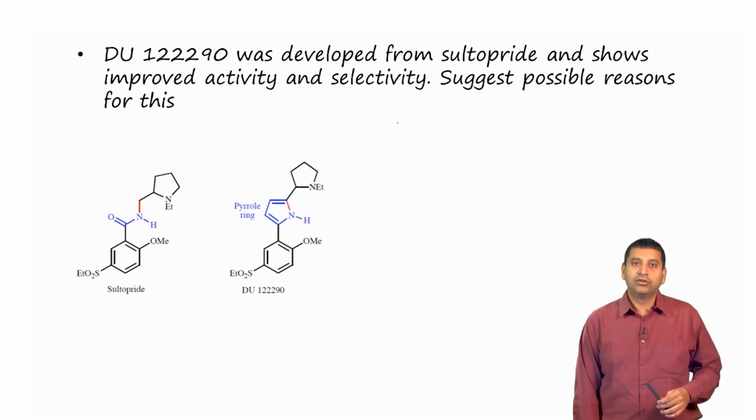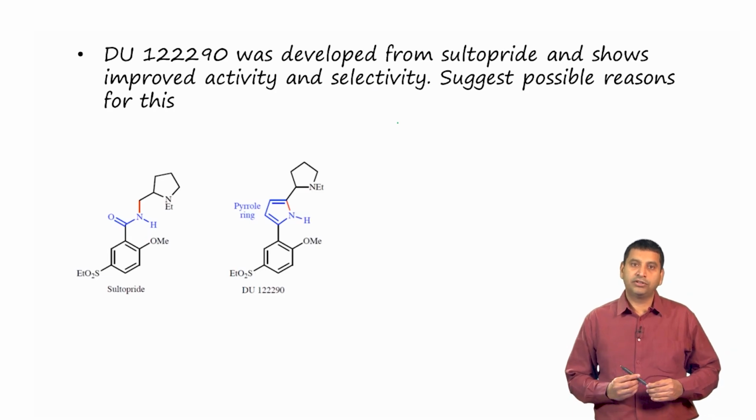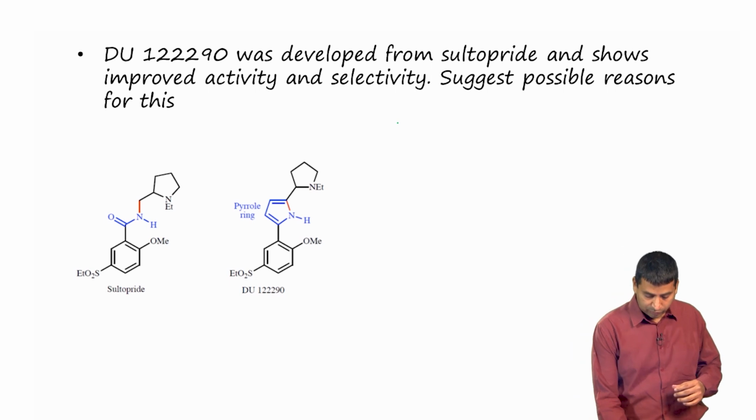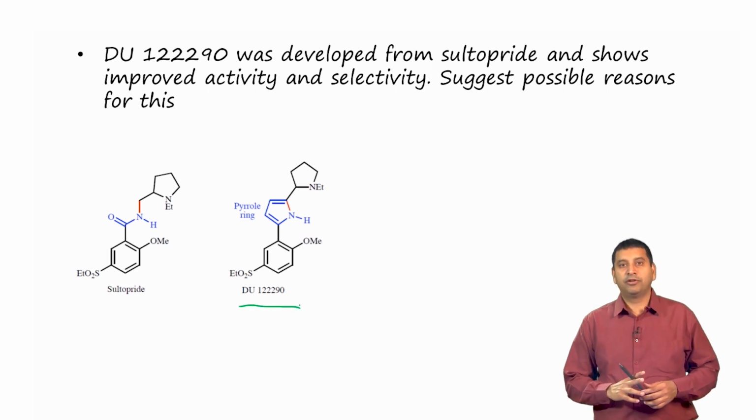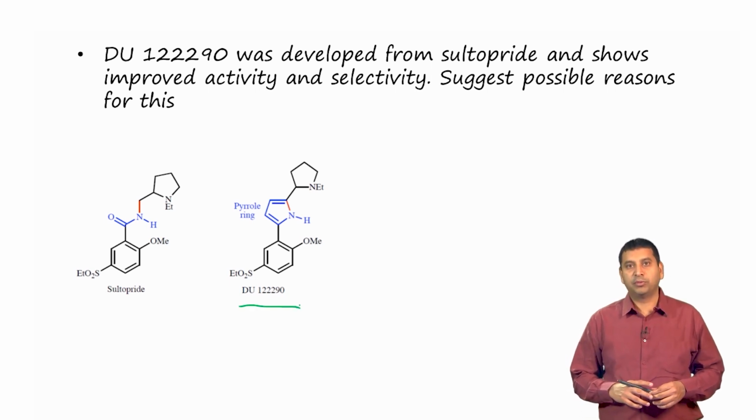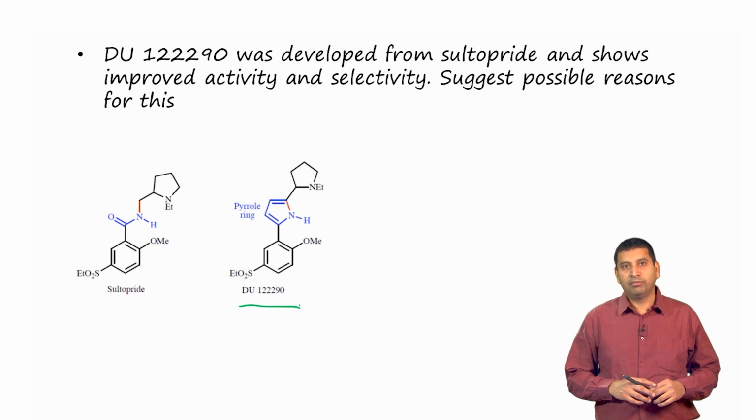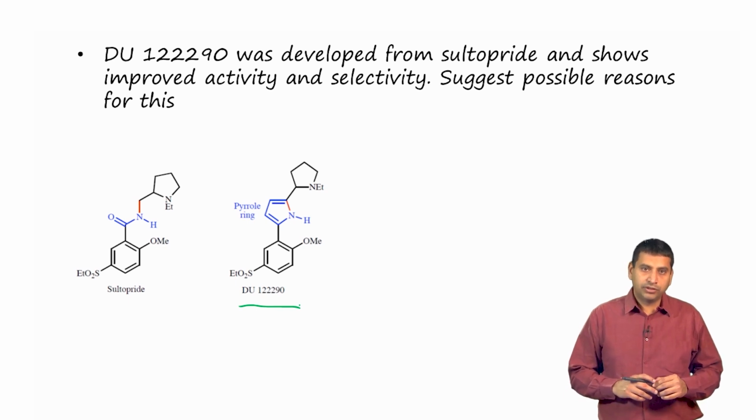of the drug. So the first question is this. DU12290, which is the drug shown here, was developed from this compound called sultopride, and it shows improved activity and selectivity. So the question is, suggest possible reasons for this. Okay, so now let's look at these two structures.